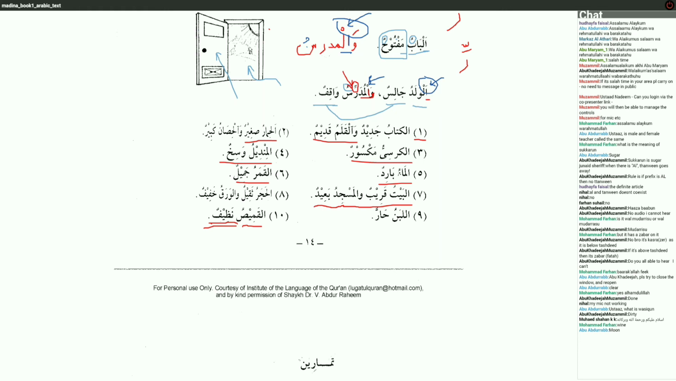البيت قريب والمسجد بعيد. So قريب is the opposite of بعيد. And if something is قريب, you say هذا. If something is بعيد, what do you say, Farhan? Something is nearby, you say هذا. Something is far away, something is بعيد, what do you say? ذلك. بارك الله فيك.